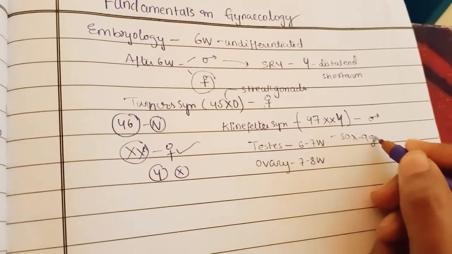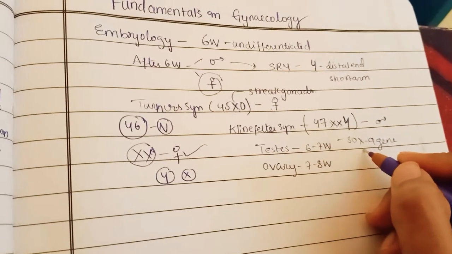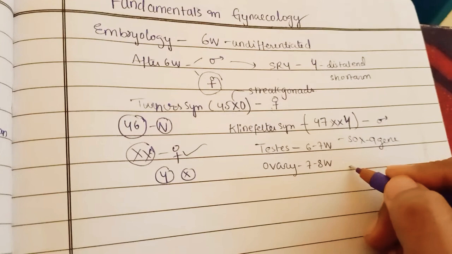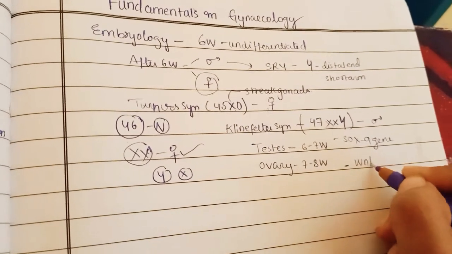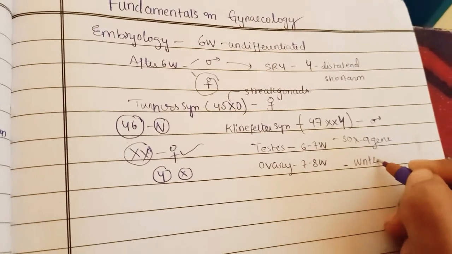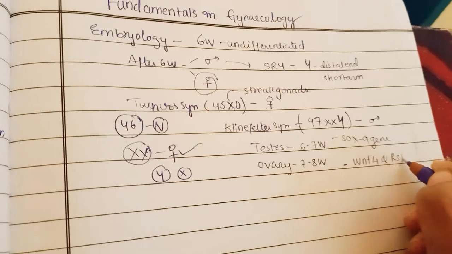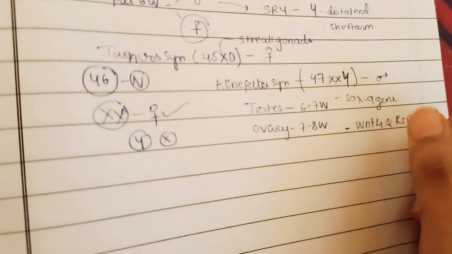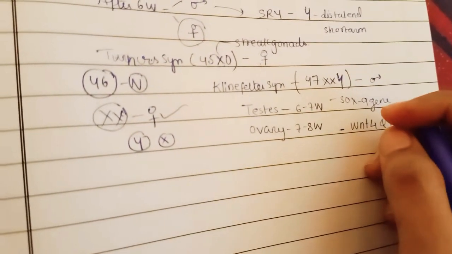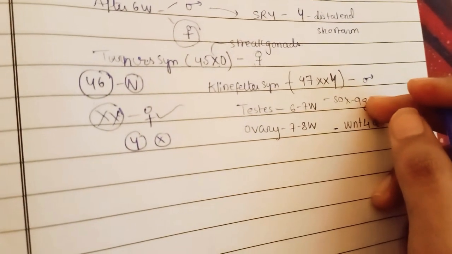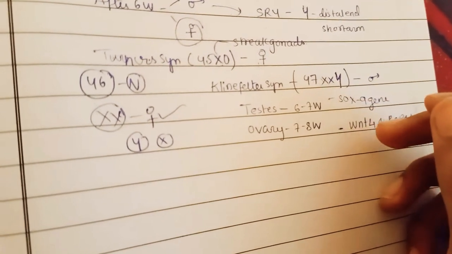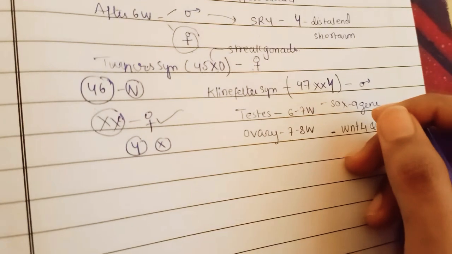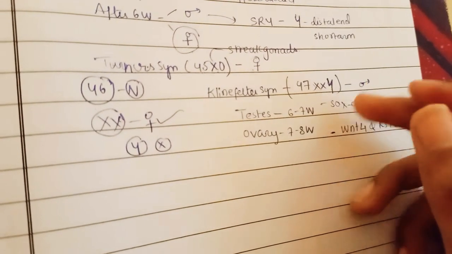SOX9 gene. So we have the SRY and SOX9 genes. Whereas the helper genes in the case of the ovary are WNT4 and RSPO1. These are the two genes which help in the formation of the ovary. So SOX9 for testis, WNT4 and RSPO1 for ovary. These are helping genes.